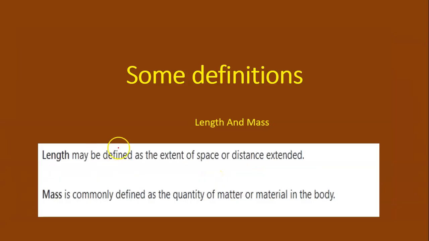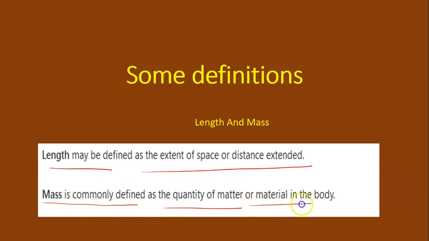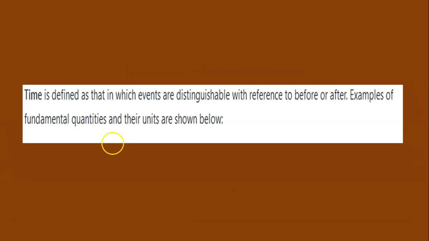Well, let's briefly make some definitions here. Length may be defined as the extent of space or distance. Mass is commonly defined as the quantity of matter or material in a body. Time is defined as that in which events are distinguishable with reference to before or after. Examples of fundamental quantities and units were actually discussed in the previous sections.